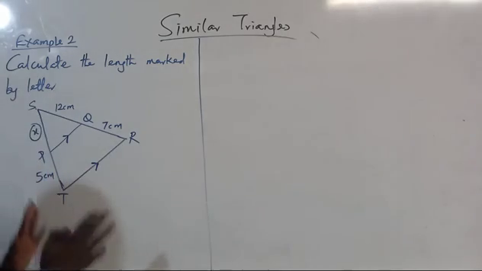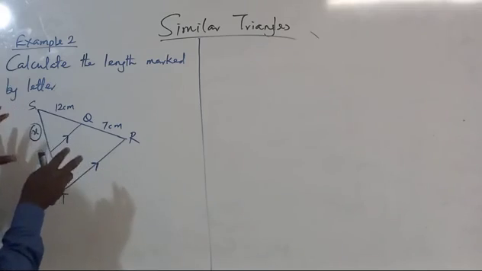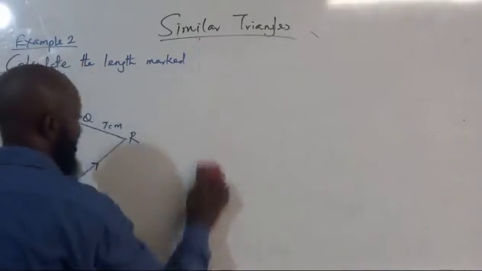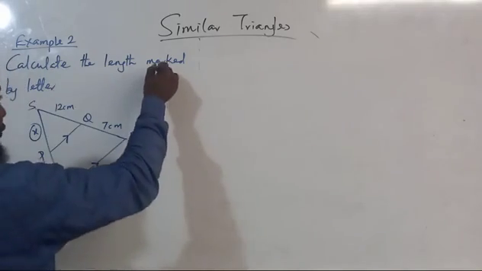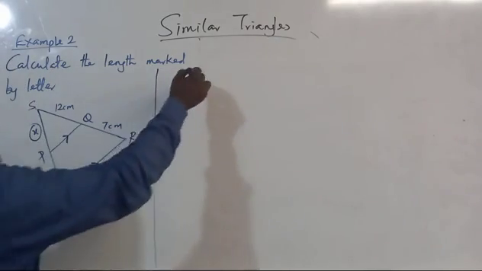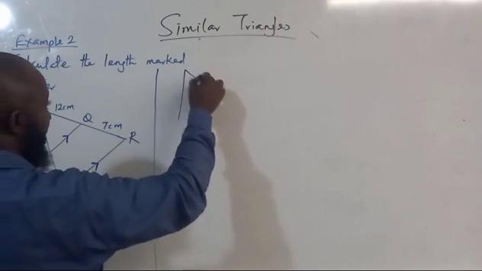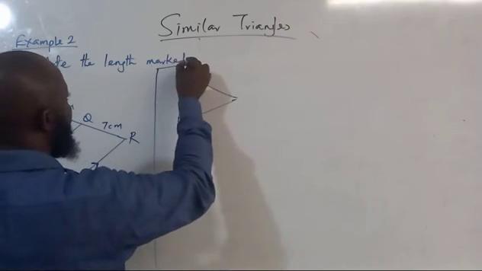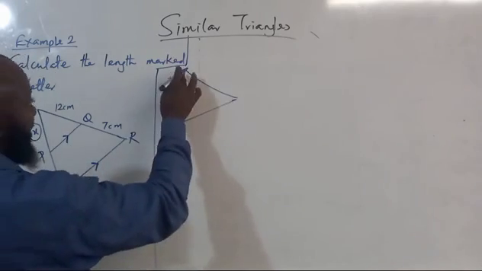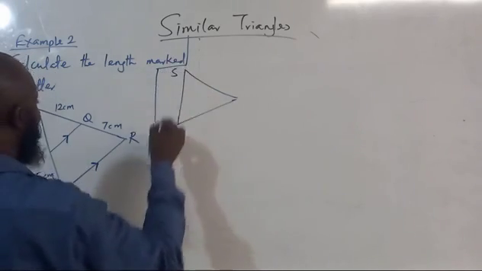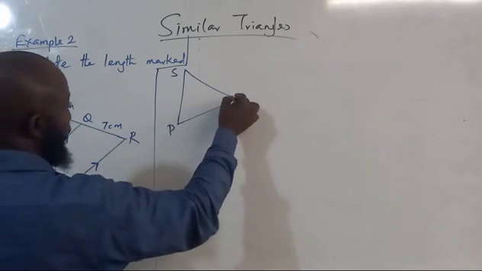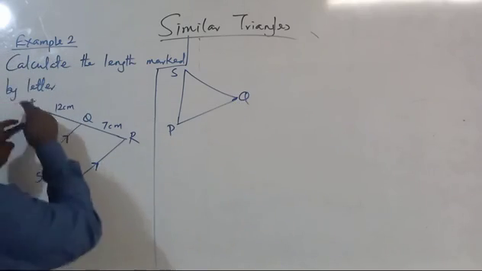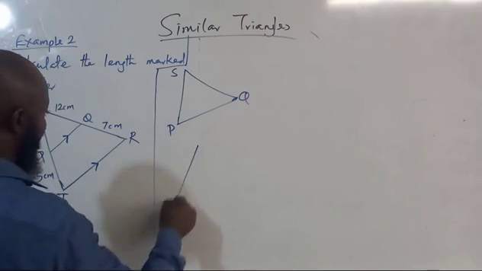So the first thing you need to do here is to bring out the two triangles. That's the first job here. In doing that, I'll just bring this out. The smaller one, which is this. Now, mind you, you can decide not to bring it out, but the best thing is to bring it out so that you will not make mistakes. So SPQ, right? Then the second one, which is the bigger one, is this.